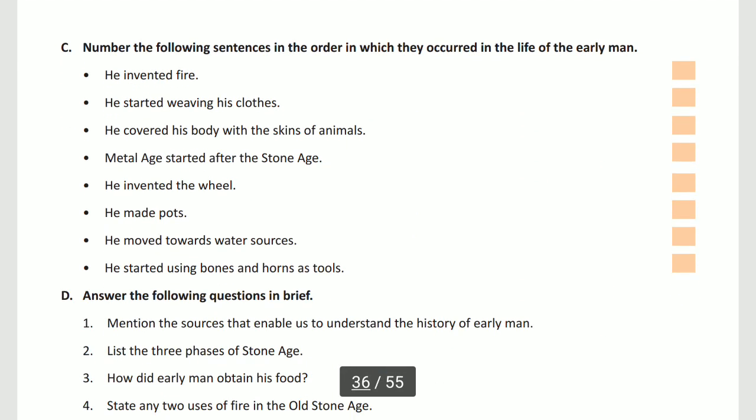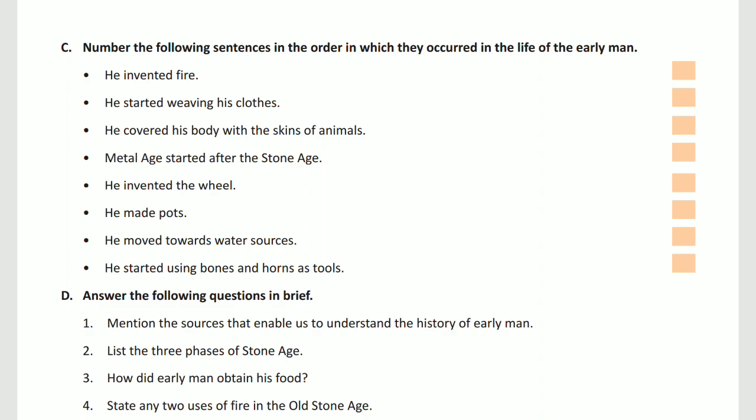Now come to the C part. Number the following sentences in the order in which they occurred in the life of the early man. First we will arrange them in ascending order, meaning from where their life started to where it ended. First, he invented fire. I think this is the first one. We have to write 1 here, because first they invented fire.